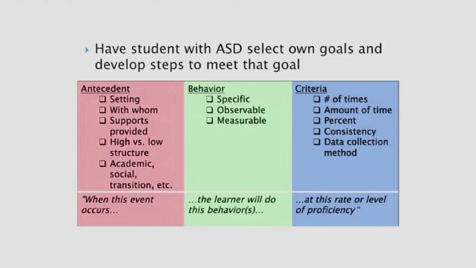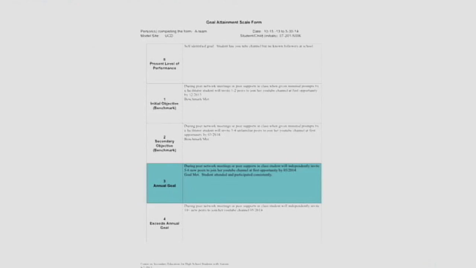And then we helped them figure out when they would work on that, so the antecedent, specifically what they wanted to work on, so their behavior, and then figured out an appropriate criteria for how to work on that. And in the NPDC and also in CISA, what we use to work on goals is called Goal Attainment Scale, with an acronym of GAS, which, if you can imagine high school students using the word GAS a lot, it was quite amusing. A lot of fart jokes.